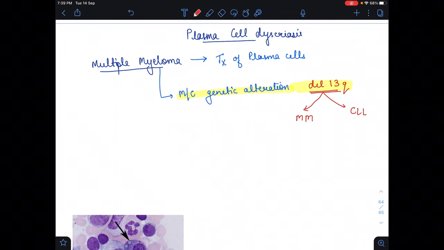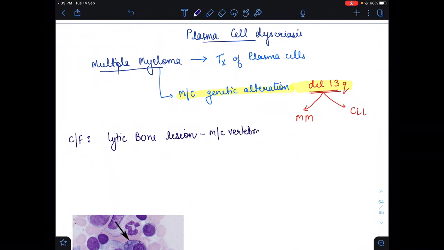So what is the clinical feature we find in multiple myeloma? That is lytic bone lesions. Lytic bone lesions are seen, and they are most commonly seen in the vertebra.